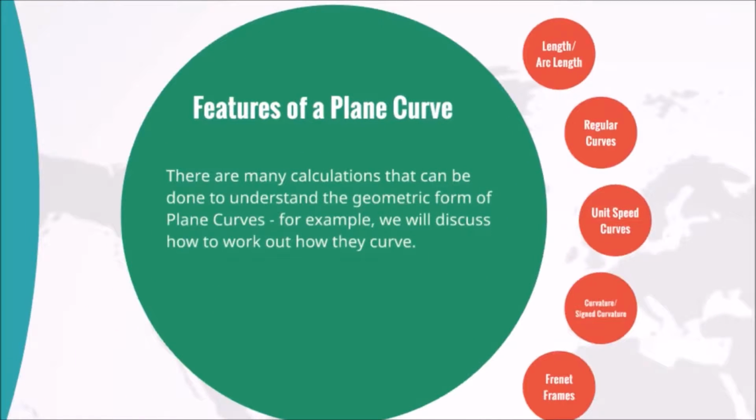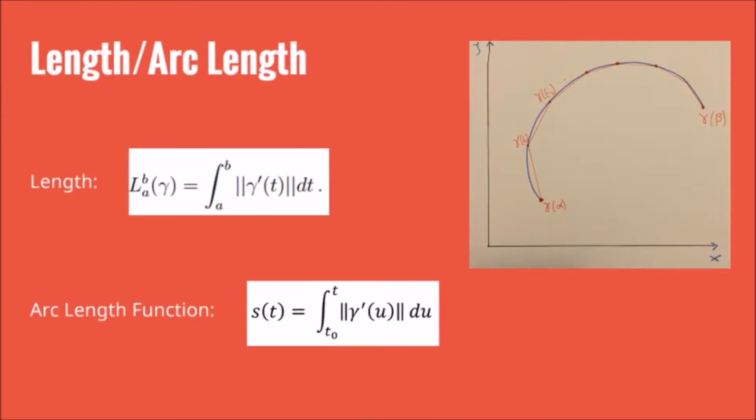So, what defines a plane curve? Well, there are many attributes that help us understand what a plane curve is and how it is shaped. Firstly, we must look at the length and the arc length function of a curve. The length of a curve between points A and B is the integral of the length of the tangent, whereas the arc length function gives us an explicit equation for the length, in which you plug in t and t0 to get the length between 2 points.